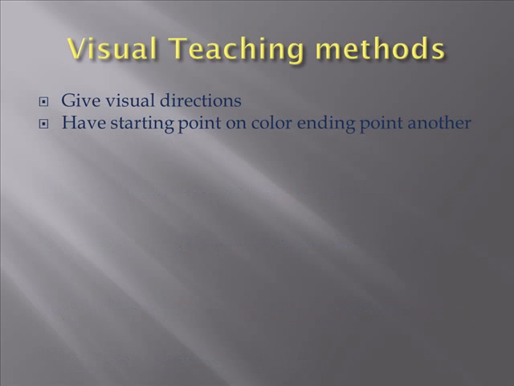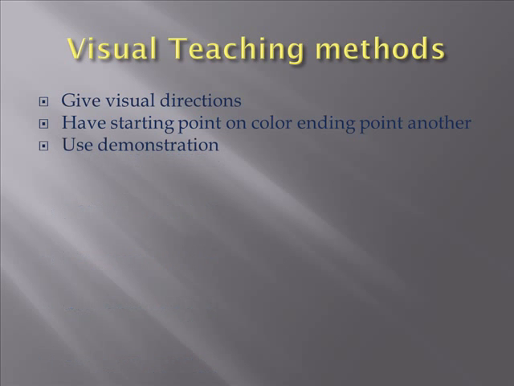Have a starting point on one color, an ending point on another. Now, that doesn't sound great there, but one starting point could be green. The next point that they need to focus on could be blue. Another point could be orange. Another point could be yellow, and red could be their ending point. And if you gave them directions that way, so they know they've got to do it by color, that contrast, that different color they see, helps the students.